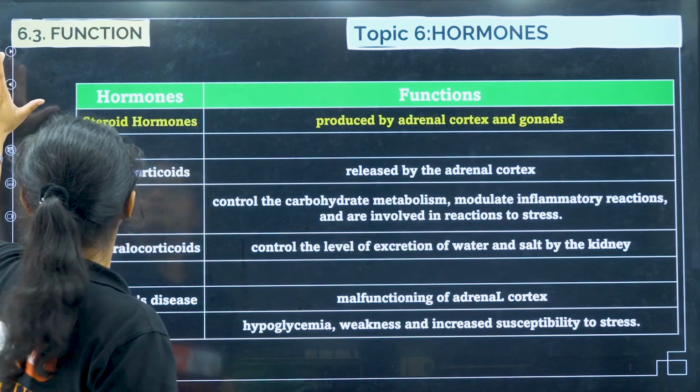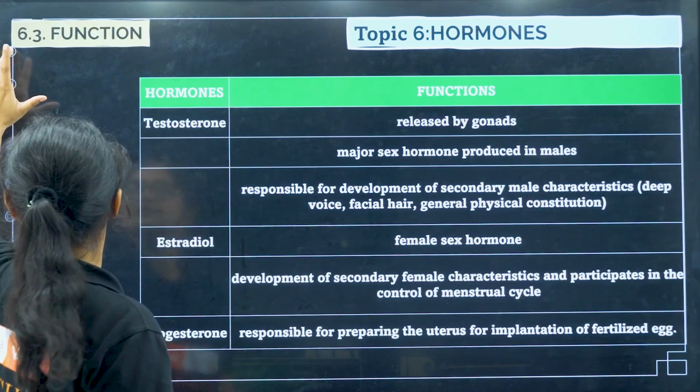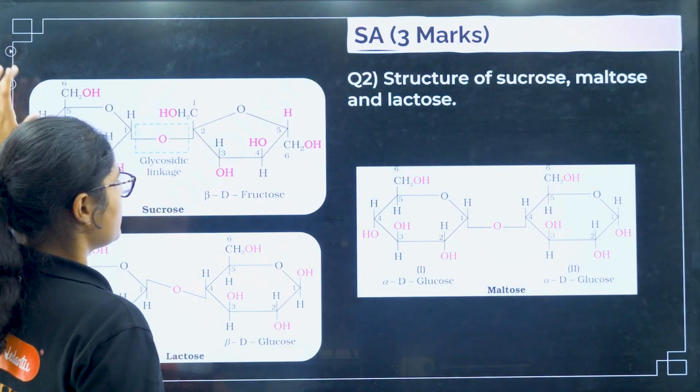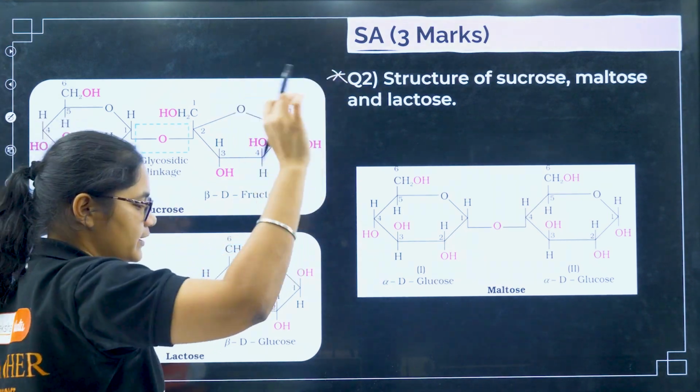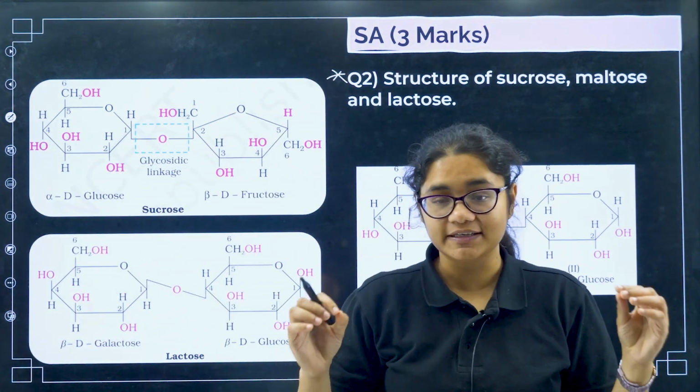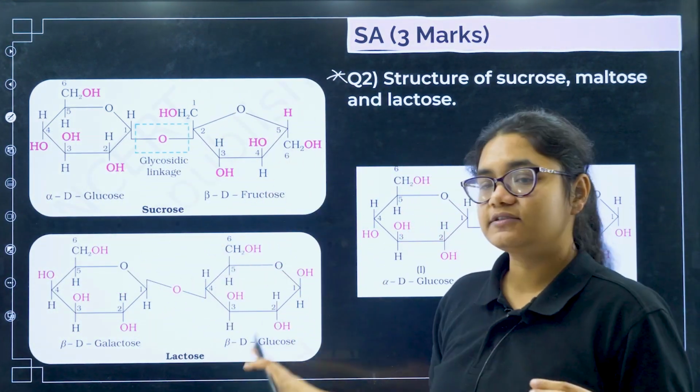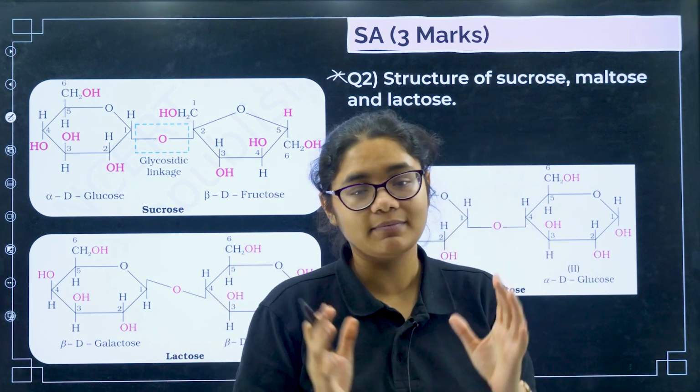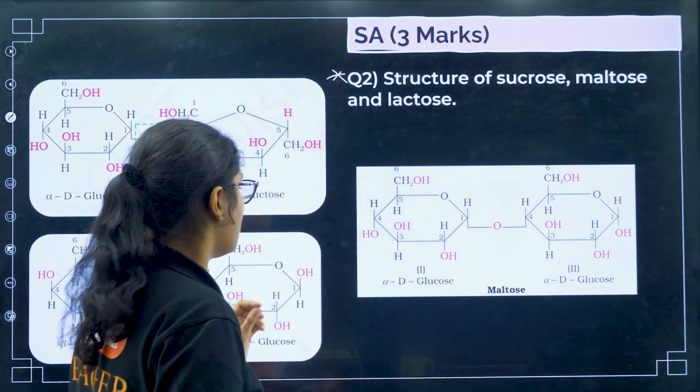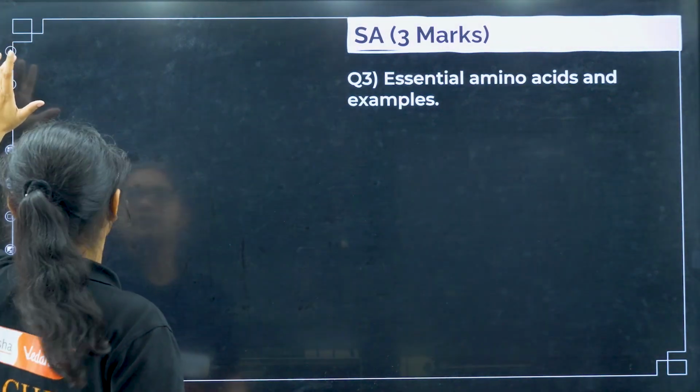Next we have, yes, this is also very important, the disaccharide structures. I know it is very difficult to remember, but yes, please give time and draw these structures 5 to 10 times, revise them and then go for the exam, okay. For maltose, sucrose and lactose, all of them are important.